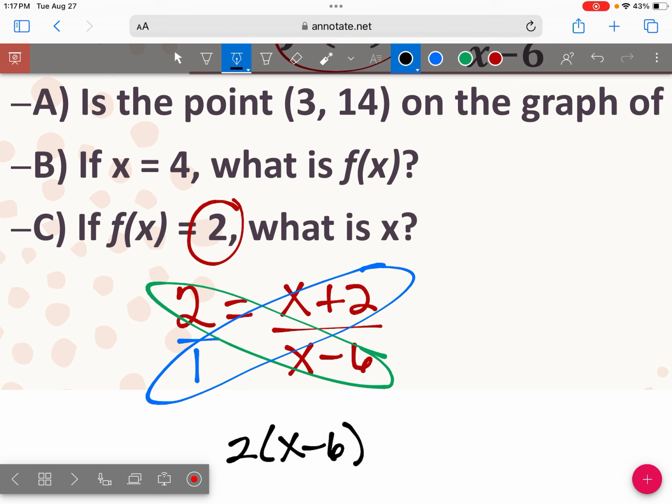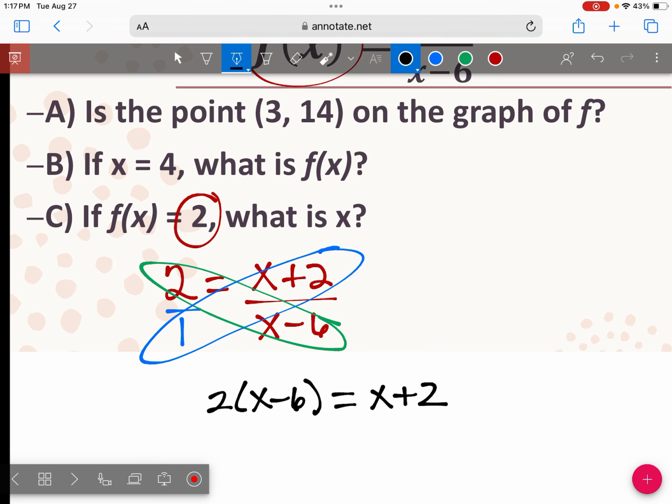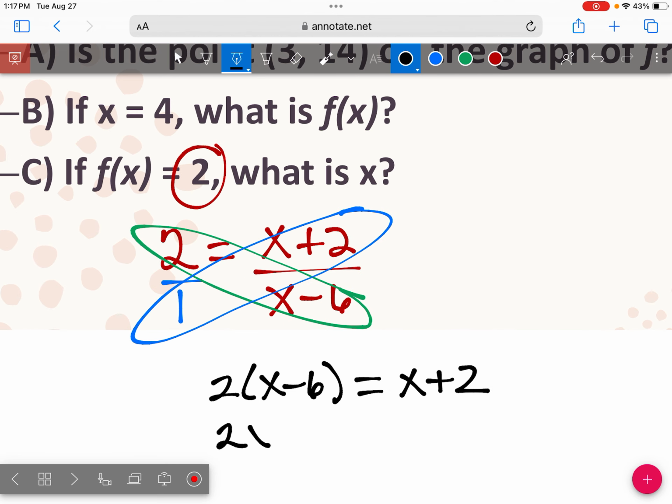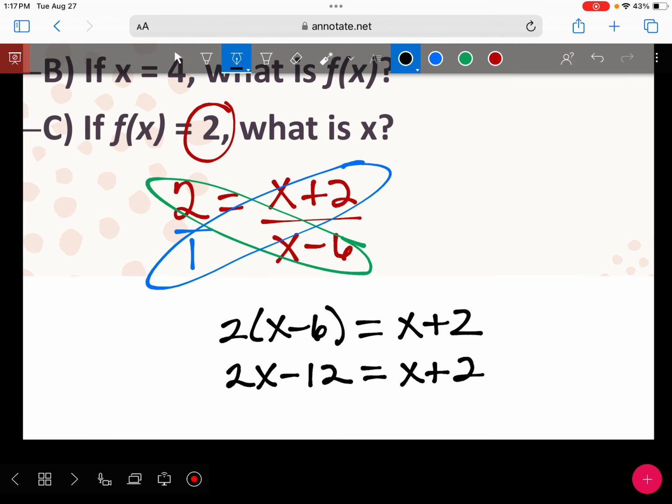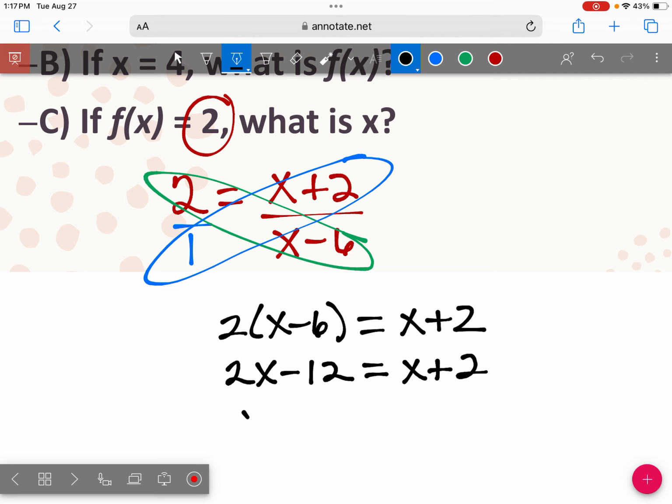So you have 2 times x minus 6 equals 1 times x plus 2. Go ahead and distribute, solve that for x. You should get x equals 14.